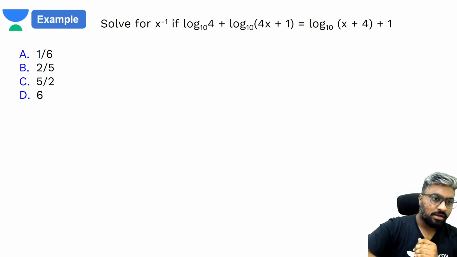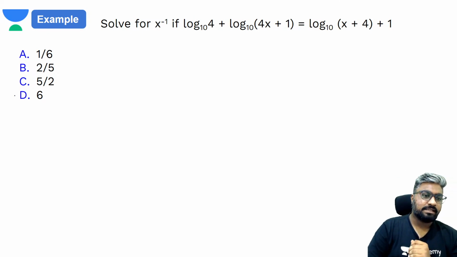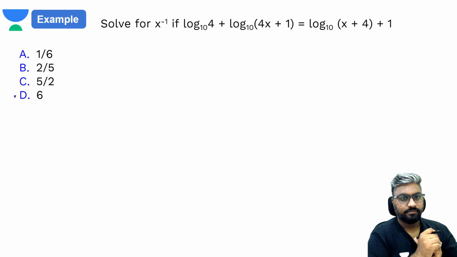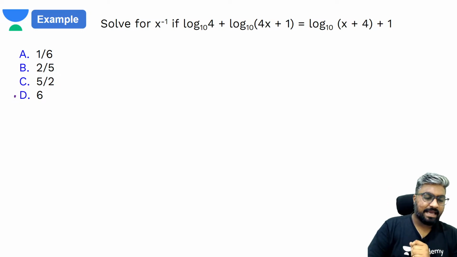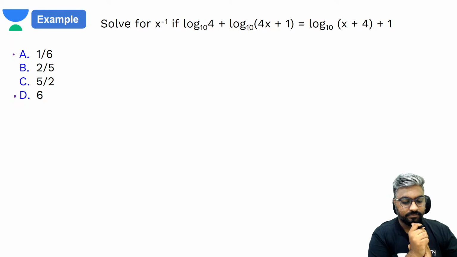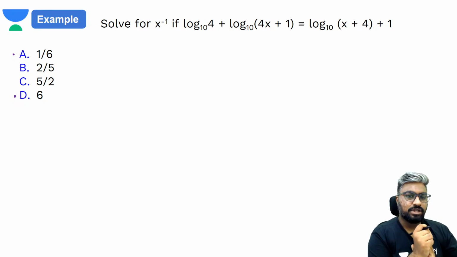Okay? Ruchika says D, 6. How about others? CN says A, 1 by 6. Okay. Anytime, Kushal.